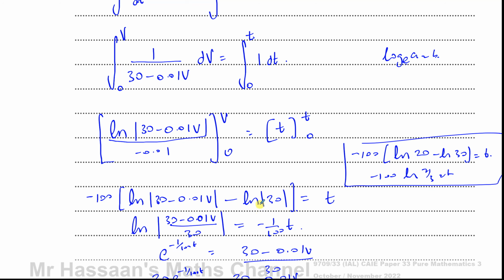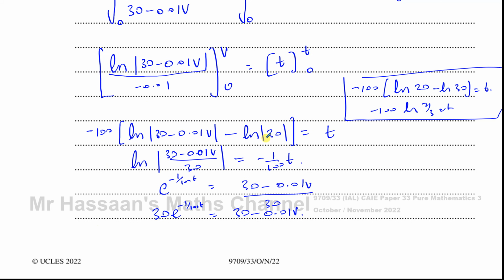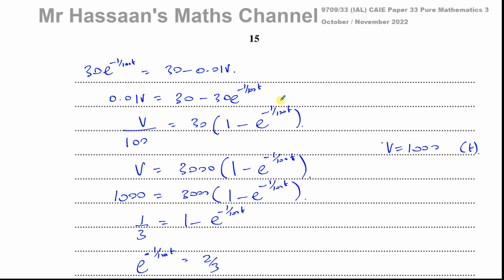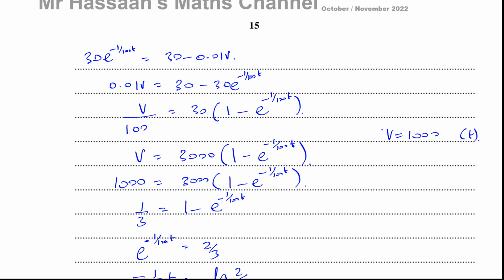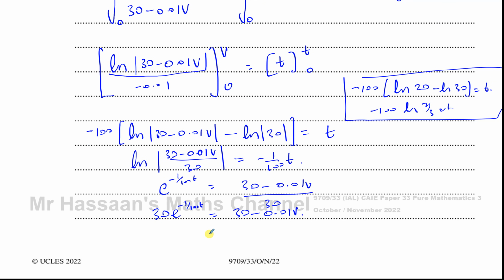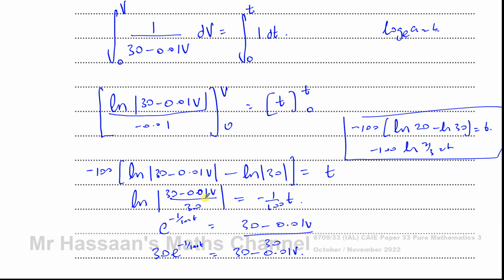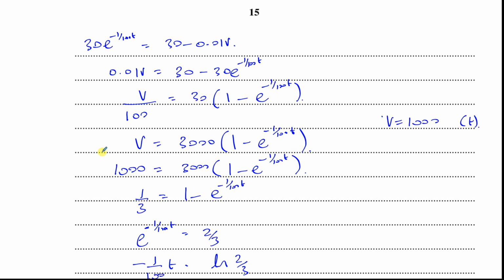Okay, but because the question says find or solve the differential equation, I'm trying to be safe, and I would write down the equation that links them together, which we did over here already. So this is like answering the first part of the question, solving the differential equation. That's the first part of that answer, and then we put v equals 1,000 and find the value of t.